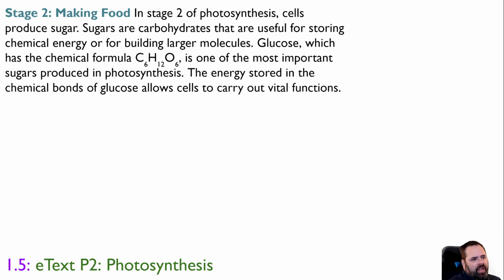Making food. In stage 2 of photosynthesis, cells produce sugar. Sugars are carbohydrates that are useful for storing chemical energy and for building larger molecules. Glucose, which has the chemical formula C6H12O6, is one of the most important sugars produced in photosynthesis. The energy stored in the chemical bonds of glucose allows cells to carry out vital functions.